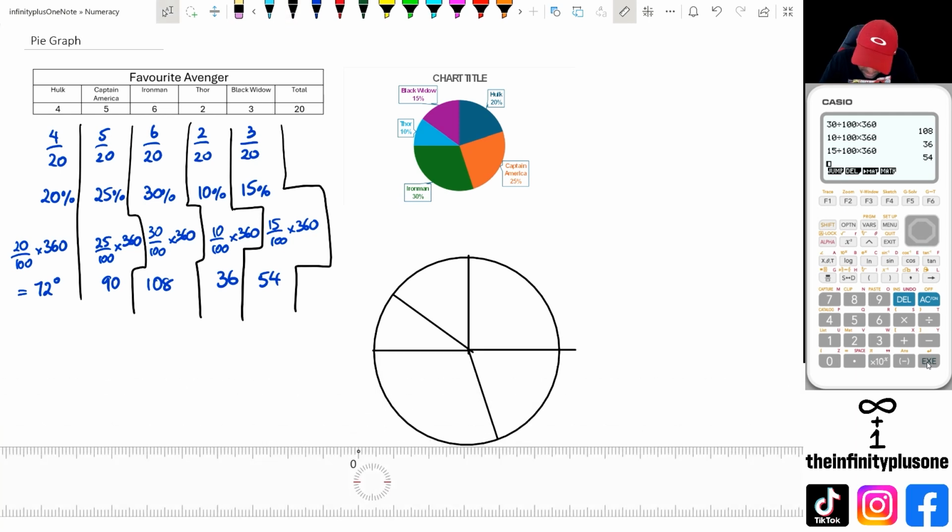So there we go. It's just another way I've done it actually here. So this is going to be Thor. 54 is Black Widow. I think I did Captain America here. That was my only mistake. So that was Captain America. This one was Hulk. And then Iron Man at 108.